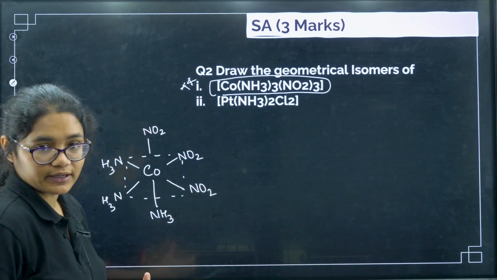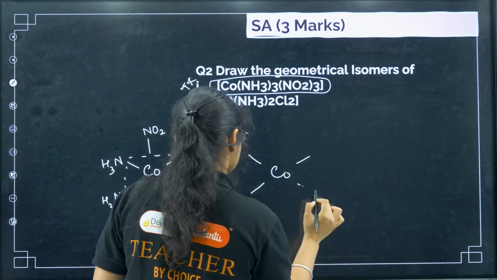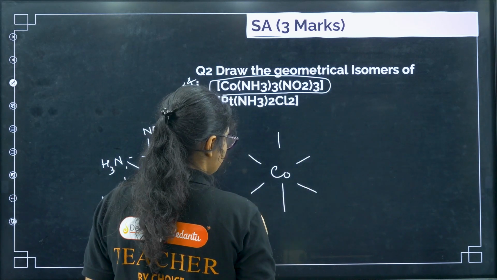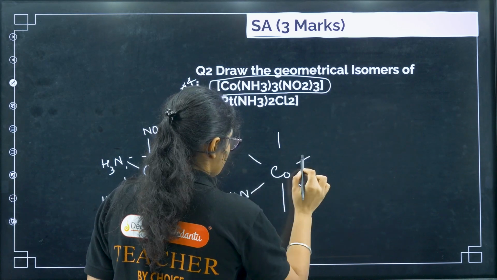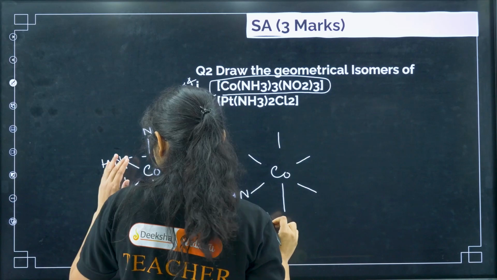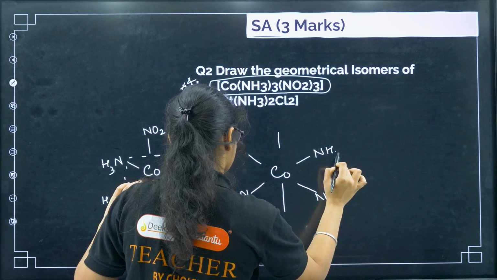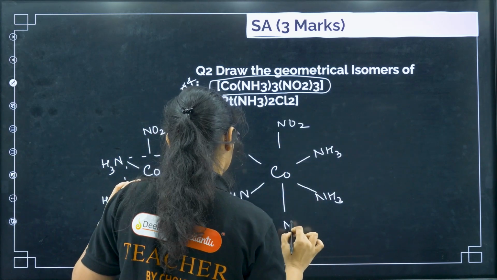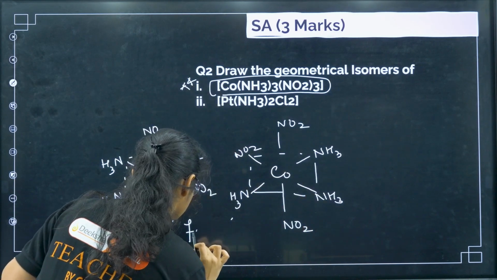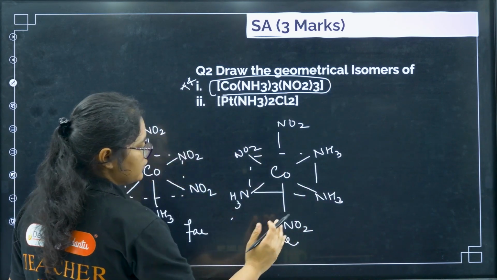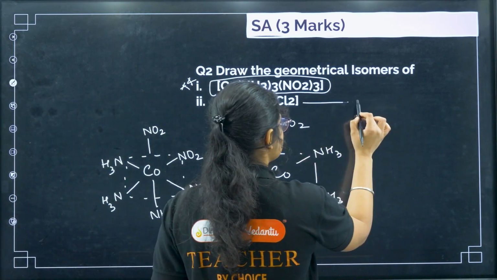And then you have meridional. Meridional means I have Co, and if you have NH3, and I put like this, NH3 and NH3, and here NO2, NO2 and NO2. Okay, so this is facial and this is meridional. Along the meridian you should have one ligand. Then Pt(NH3)2Cl2, this you can easily draw, cis and trans.